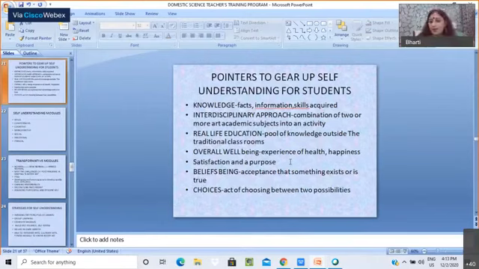Now, overall well being, when we talk about experiencing health, happiness, satisfaction, and a purpose. If you have not defined that purpose to a child, the understanding of the self will never be up to the level that it should have been. So, belief, being accepted, and once we understand that the child has to make a strong belief system, choices between good and bad.